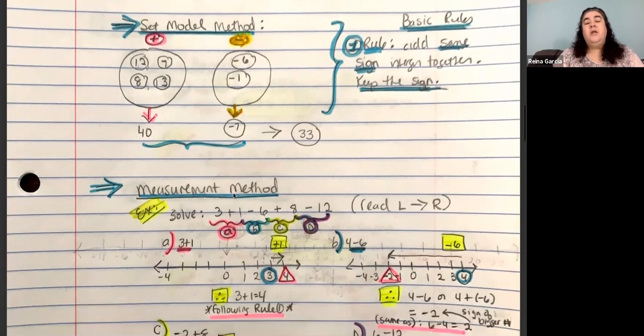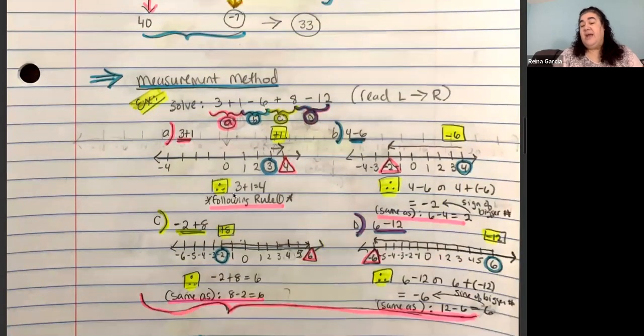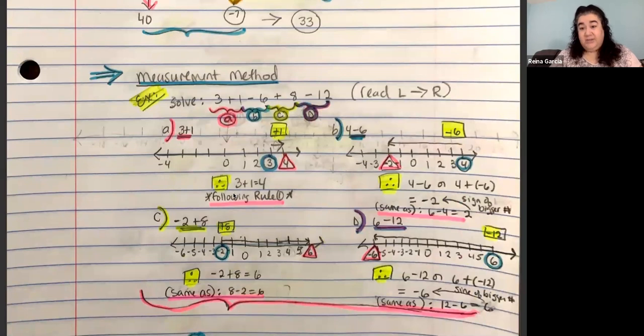So if we're using the measurement method as a way to model our addition of integers, let's say that the problem that we're going to solve here is 3 plus 1 minus 6 plus 8 minus 12. When using the measurement method, we are going to read this from left to right, and we're going to do it in small pieces. So the first piece we're going to do is piece A, which is 3 plus 1. Okay, so here's 3 plus 1. On the measurement model, this would be where we start. This is the direction we're moving in. This is how many units we're going to move.